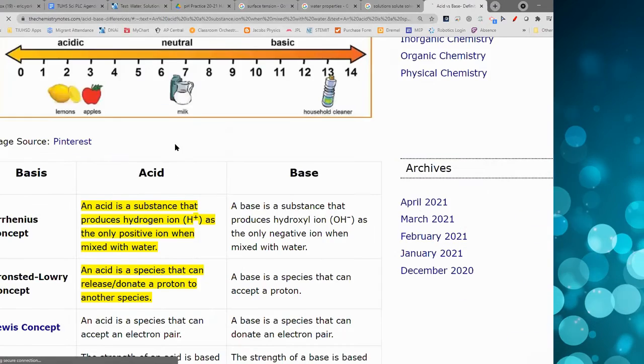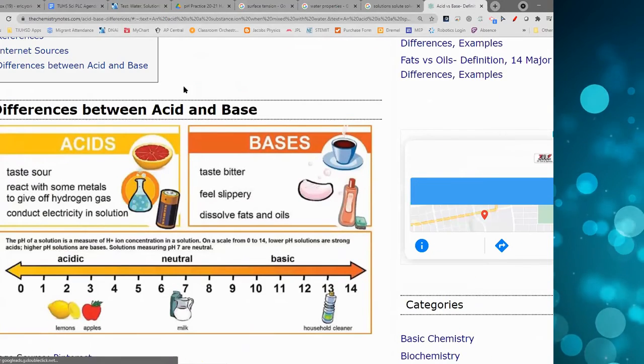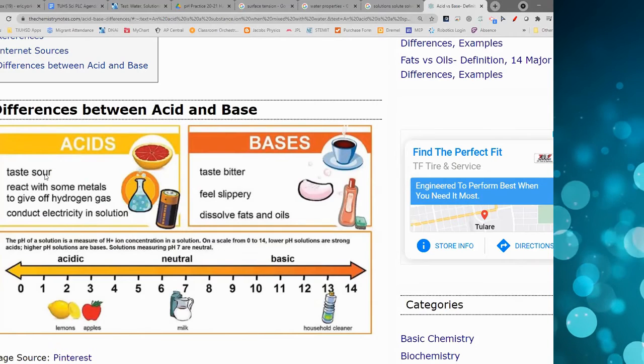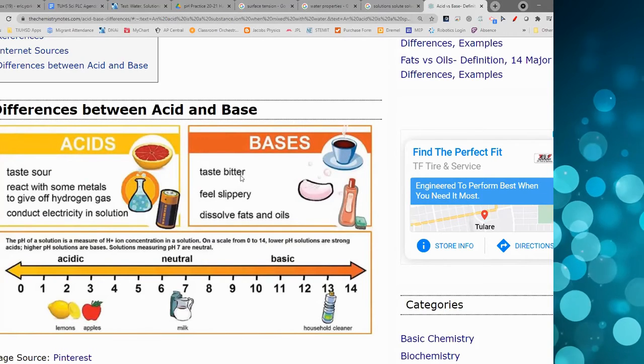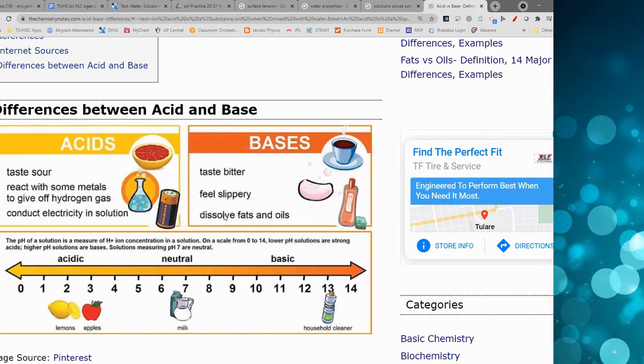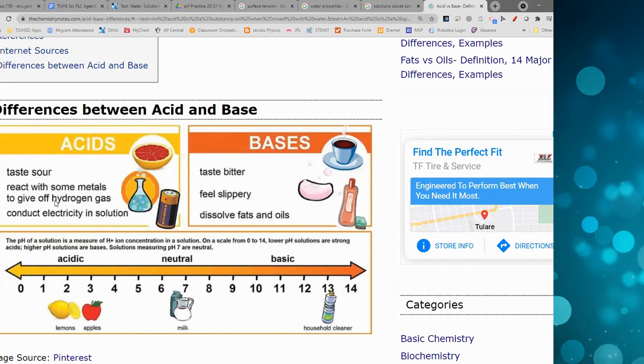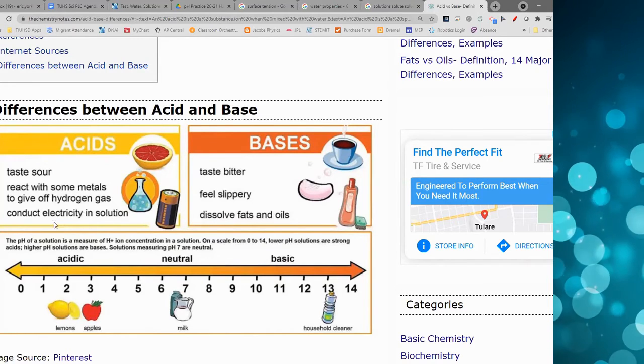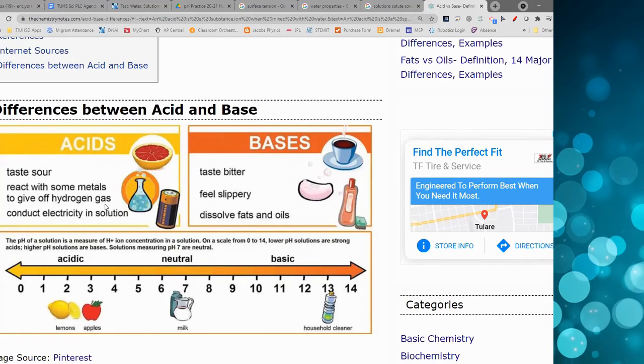Okay, so let's look at this website real quick. So some differences between acids and bases. So acids taste sour, bases taste bitter, they feel slippery, they dissolve fats and oil. Acids will react with some metals to give off hydrogen gas, and acids conduct electricity in solution.